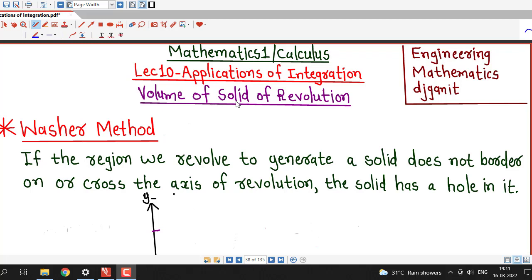Hello friends, I welcome you in lecture number 10 on applications of integration. In this lecture we will discuss another method for finding the volume of a solid of revolution. This method is known as the washer method.